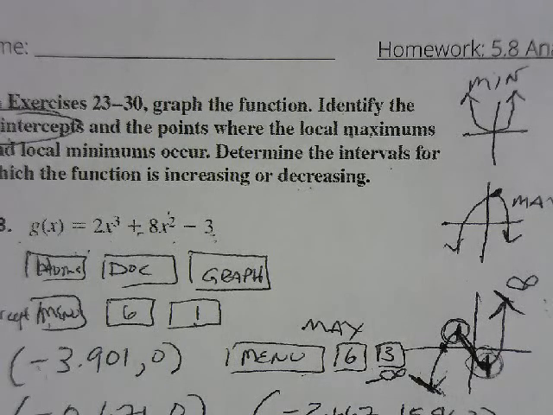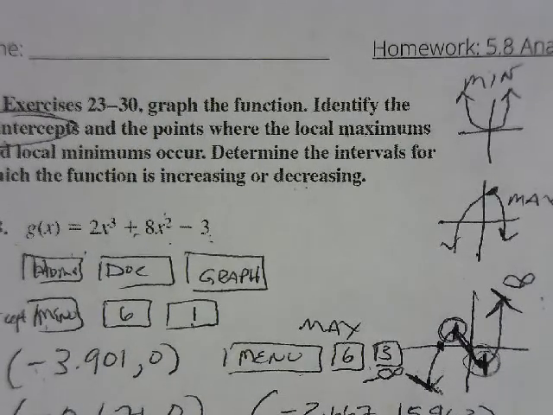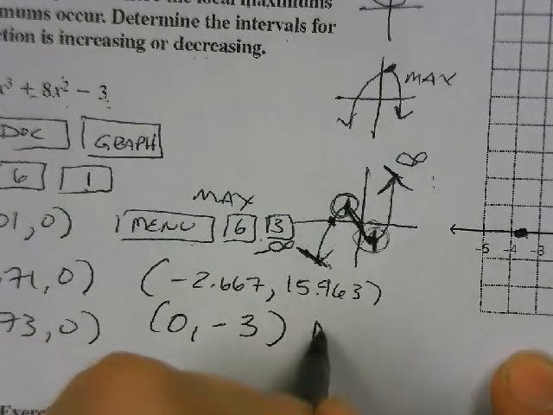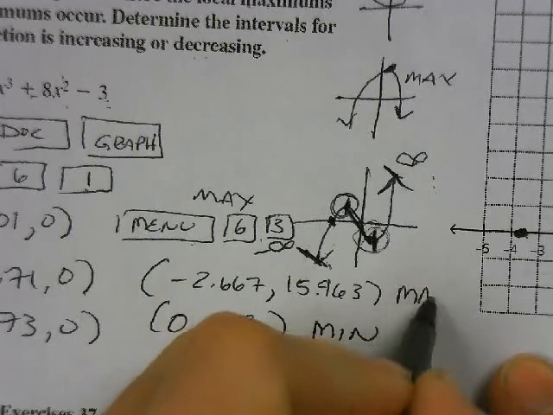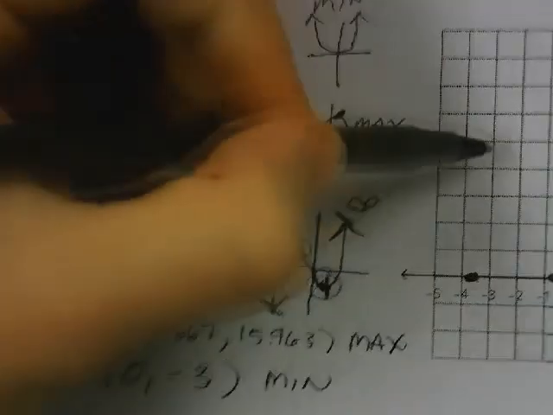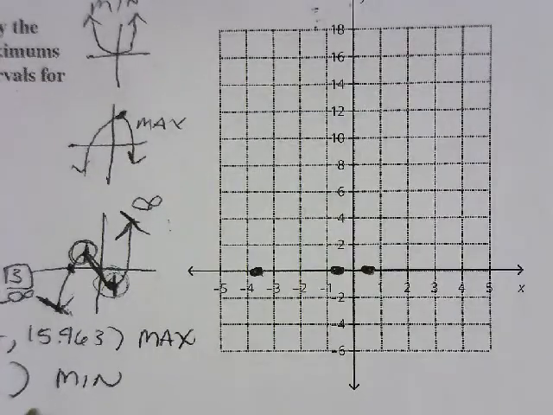That happens at 0, negative 3. Okay. So here are your minimums and maximums. Here's your local minimum and local maximum. They scale our graph for us all the way up to 18, so I know that this maximum can fit. We just need to make sure that we use the coordinate point correctly.